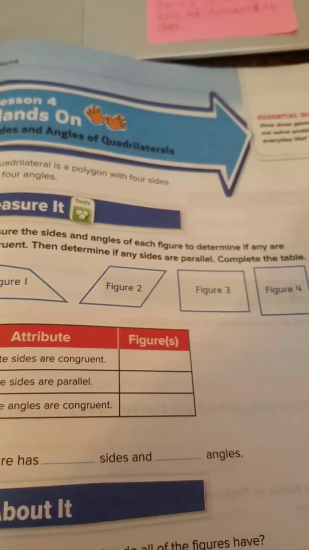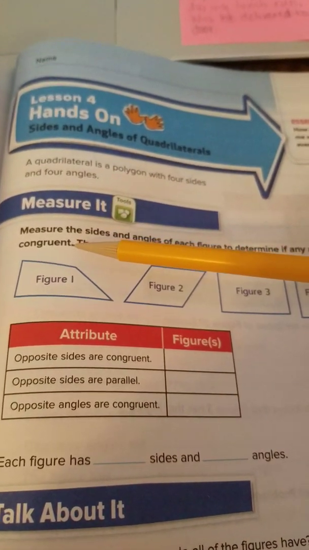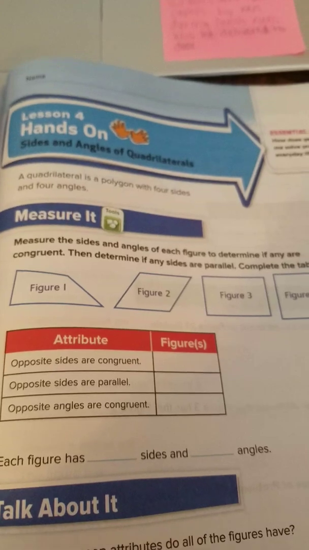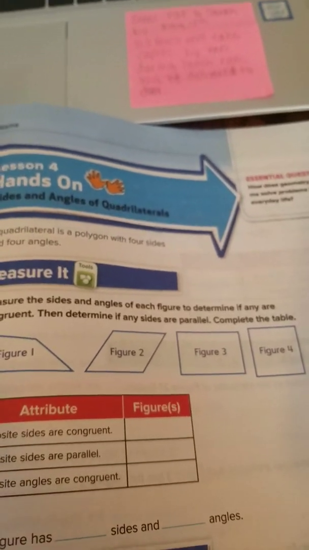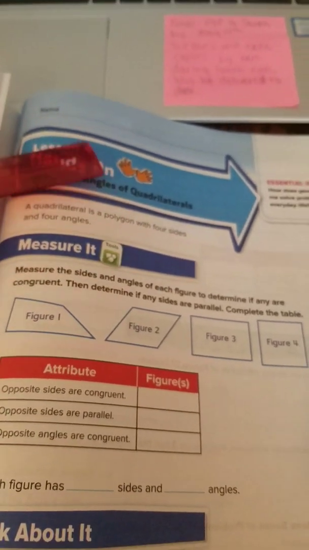On these, we're going to measure the sides and angles of each figure to determine if any are congruent, which means equal. Then determine if any sides are parallel. Remember, parallel lines look like railroad tracks. Then we're going to complete the table.